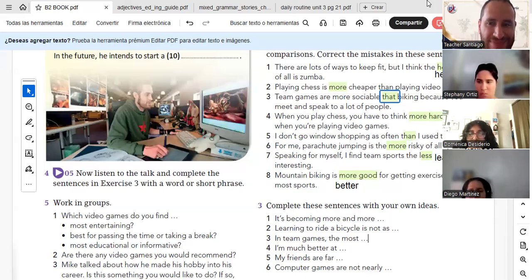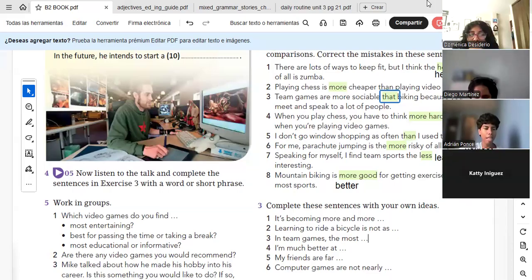Now, Adrian. Could you read yours, please? Yeah. It's becoming more and more important to learn English. Learning to ride a bicycle is not as hard as learning to drive. In team games, the most important thing is the chemistry between each other. I'm much better at basketball than at soccer. My friends are far funnier than me. Computer games are not nearly as difficult as people think. Okay, thank you so much.